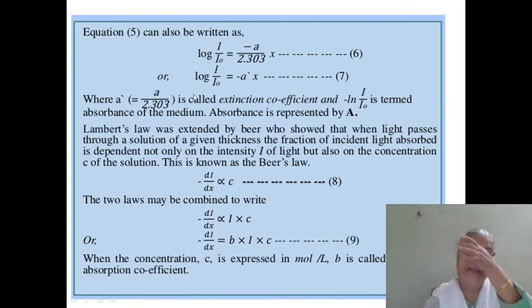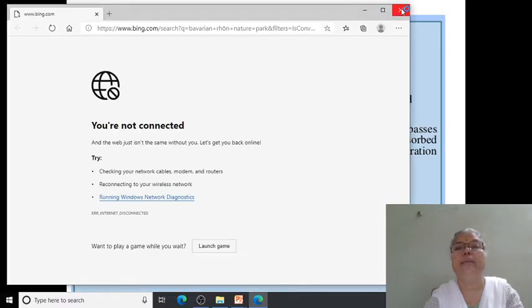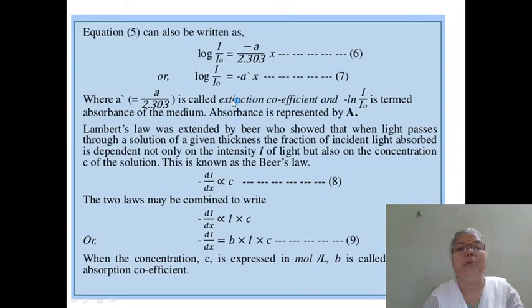This a dash, equal to a upon 2.303, is called the extinction coefficient, and minus ln I by I0 is termed as the absorbance of the medium. And remember that absorbance is also called optical density, which may be represented as capital A or capital D.